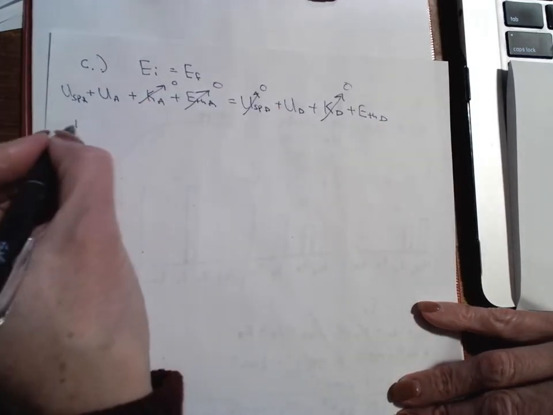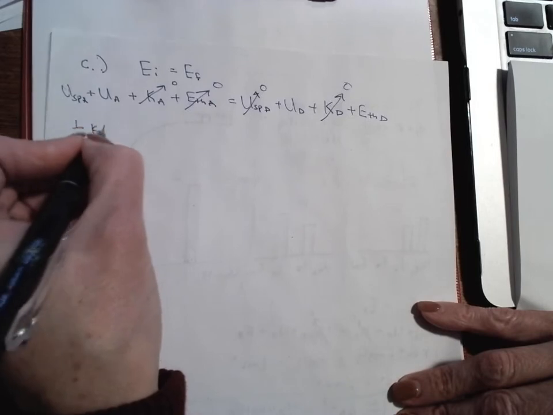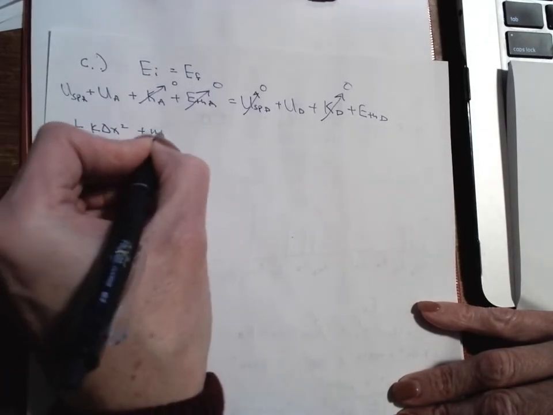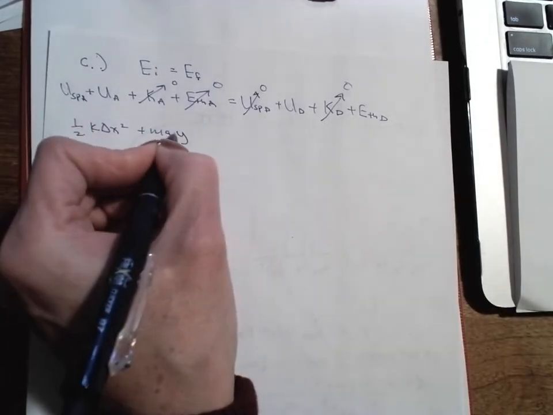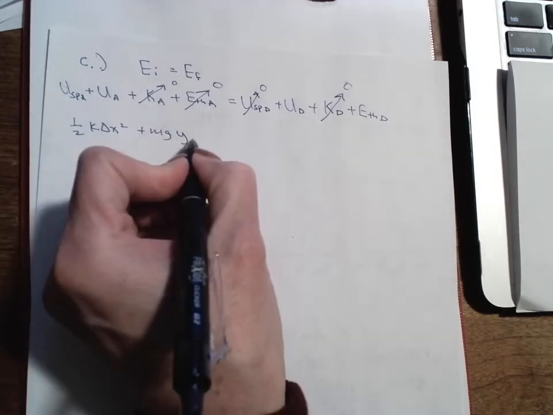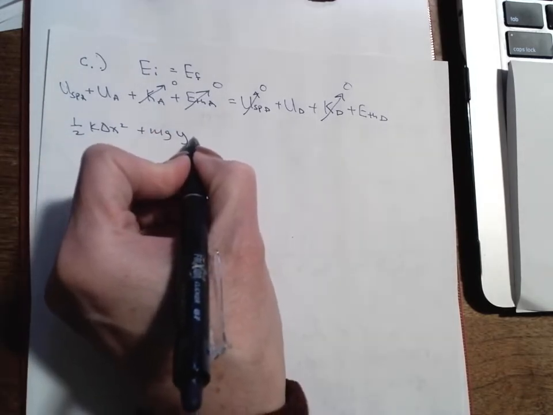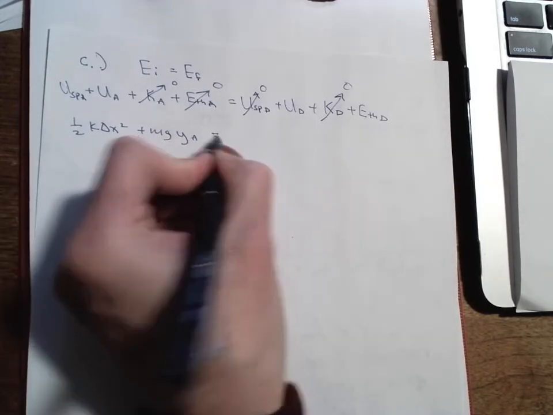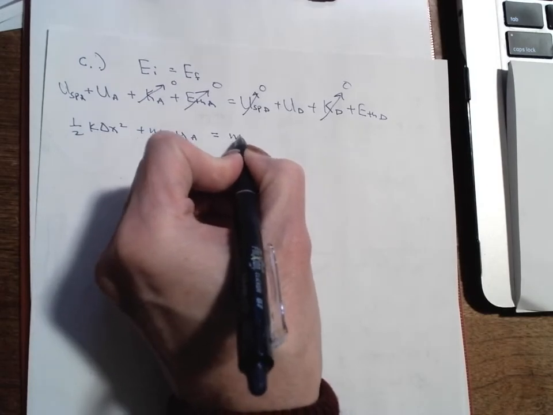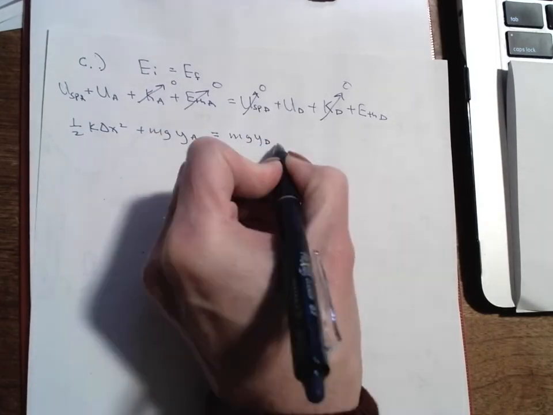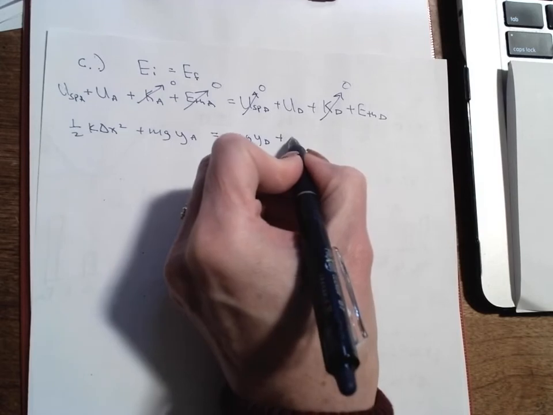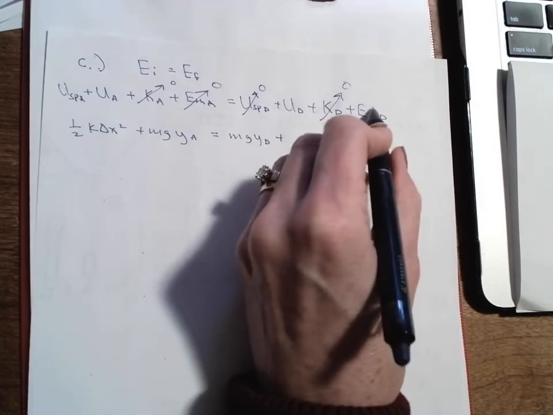Okay, so plugging in, we have 1/2 K delta X squared plus mg y. And so we'll call this y at A is equal to mg y at D plus, now what is this E thermal?